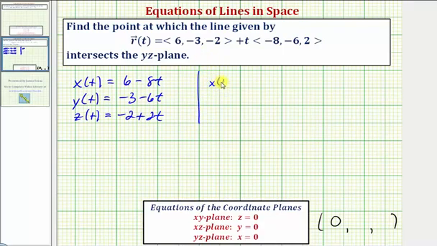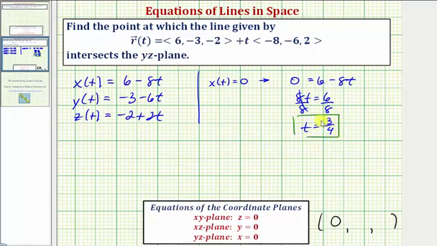So for the next step, we'll set x of t equal to 0. If x of t is equal to 0 in the yz plane, then the value of t must satisfy the equation 0 equals 6 minus 8t. Adding 8t to both sides, we have 8t equals 6. Dividing both sides by 8, we have t equals 6/8, which is 3/4. And now we can use t equals 3/4 to determine the y and z coordinates of the point of intersection. Again, we already know that x of 3/4 is equal to 0. Now we need to find y of 3/4 and z of 3/4.